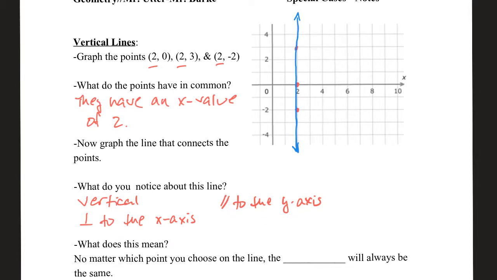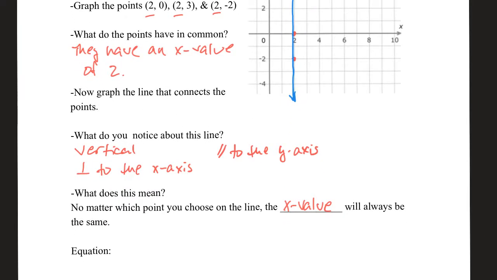Well, what does this mean? That means that no matter which point we choose on this line right here, the x value is always going to be the same. And therefore, we say that the equation of vertical lines is in the form x equals some number. It doesn't matter which number it is, it just depends on which vertical line you're talking about. In our example, ours is the equation x equals 2.